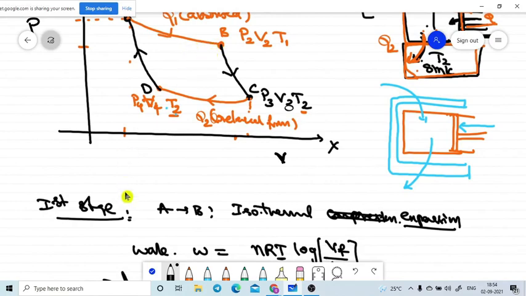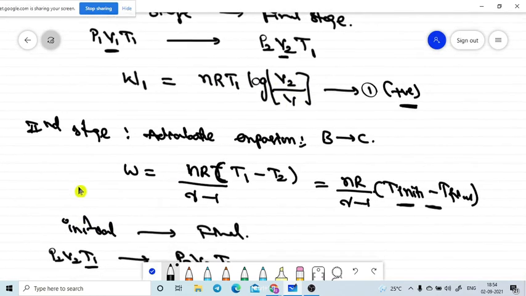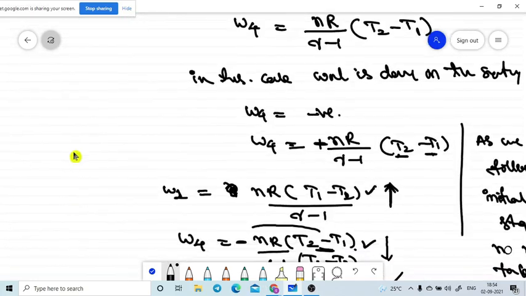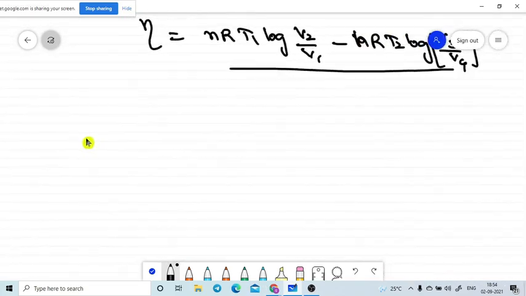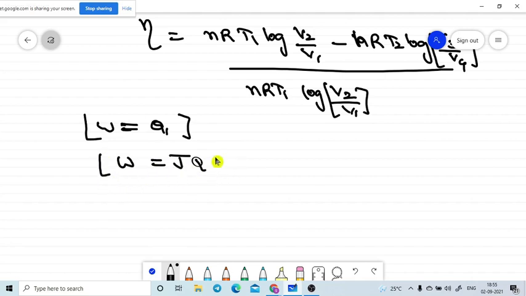But one thing you need to take care. W1 is equal to nRT1 into log of V2 by V1. This formula is there. Now let me write this one: nRT1 into log of V2 by V1. But somebody may ask the question: how can we take W equal to Q1? These may not be equal. You already told that W is equal to JQ.